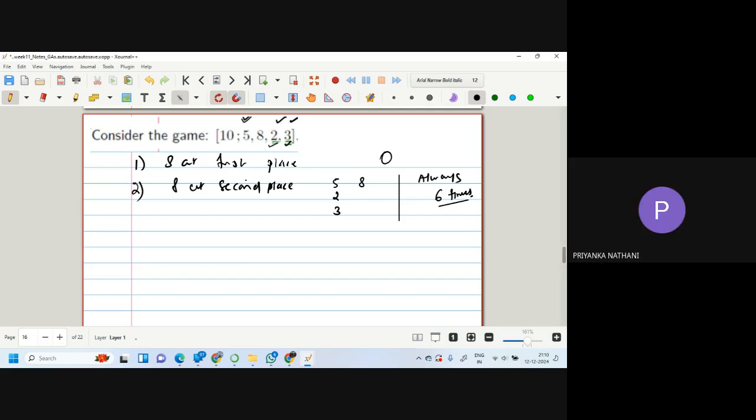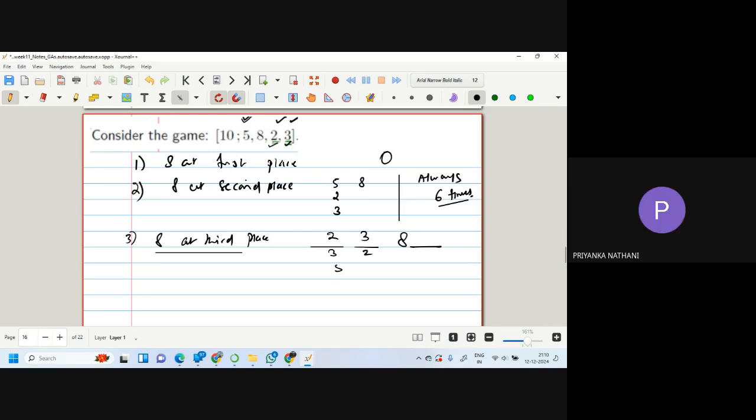Now third, 8 at third place. Now third place, देखो क्या क्या सिनेरियो हो सकते हैं. यहाँ पे आ गया 8 और यहाँ पे आ गया. अब here he will be relevant. देखो, 2 3 या 3 2 आ सकते हैं.